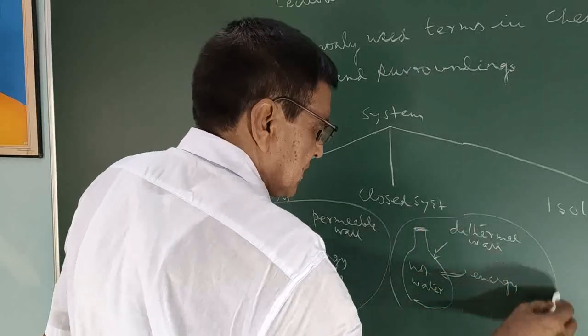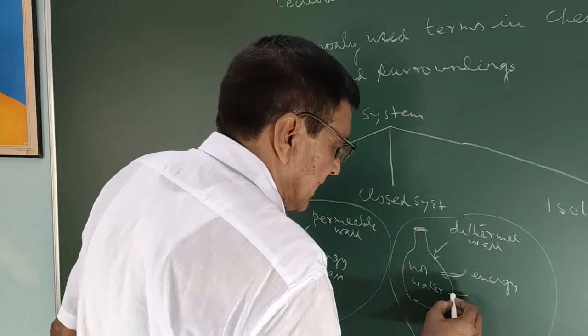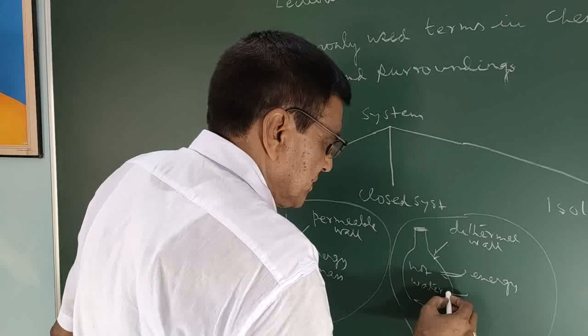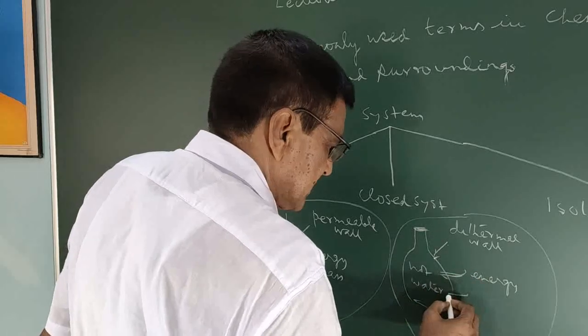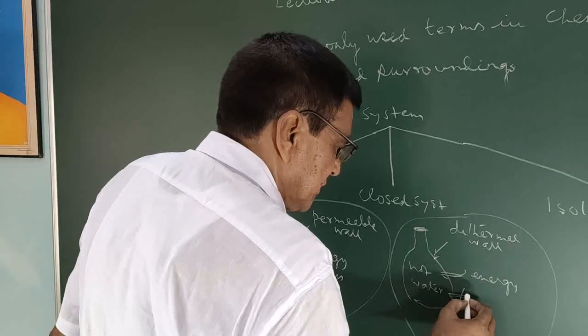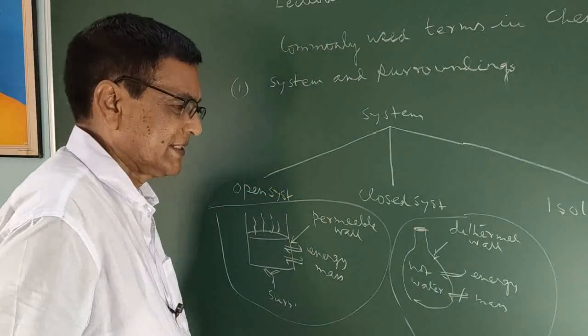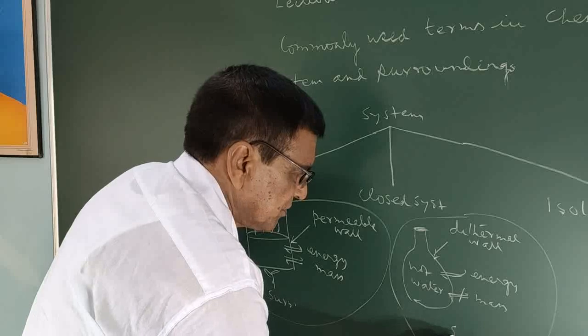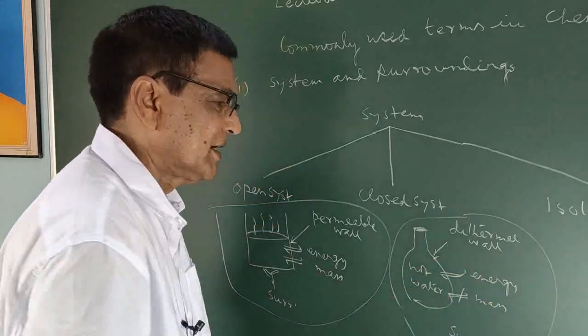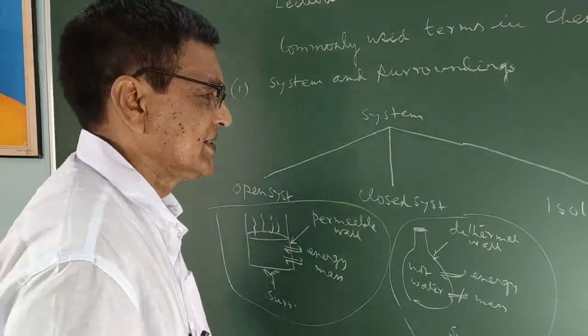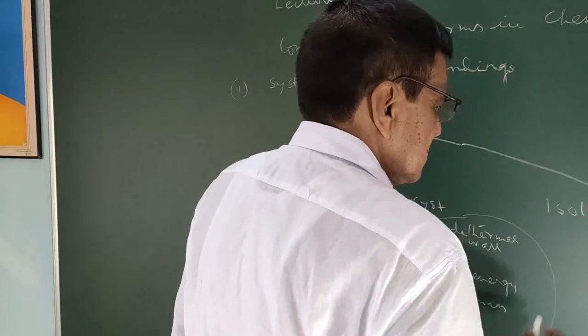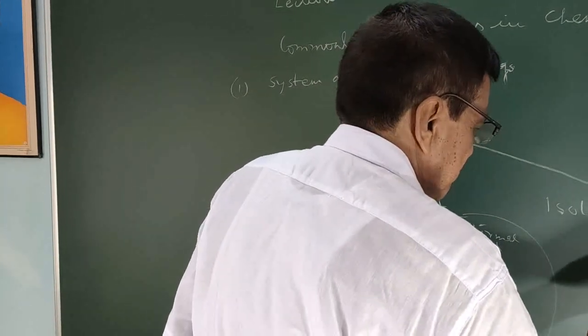And in the case of diathermal wall, energy can go freely between the system and the surroundings. But mass is restricted. Mass is not allowed to exchange between the system and the surrounding, but the energy could be freely exchanged. And the last one is isolated system.